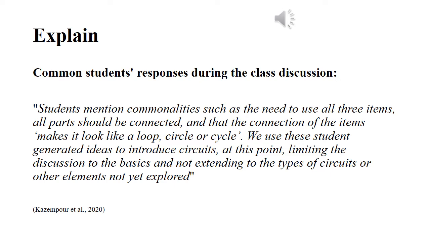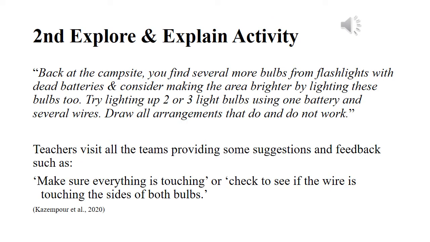The second Explore and Explain activity has a new challenge that's added to the beginning scenario that was presented in the Engage stage. So this new challenge is, back at the campsite, you find several more bulbs from flashlights with dead batteries and consider making the area brighter by aligning these bulbs too. Try lining up 2 or 3 light bulbs using one battery and several wires. Draw all the arrangements that do and do not work.